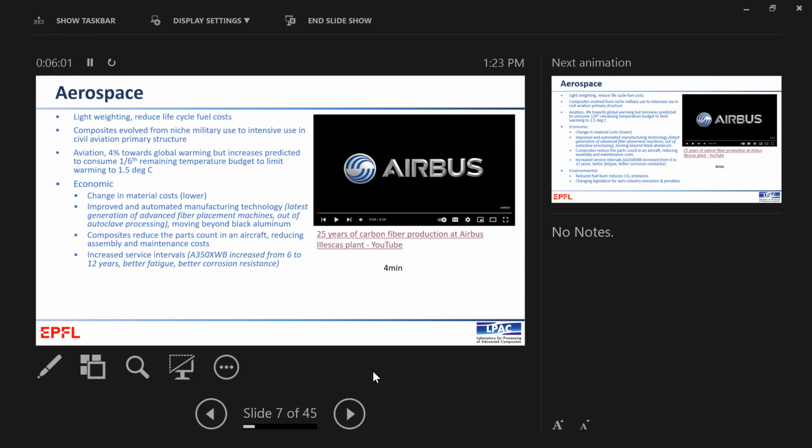And composites can reduce the part count in an aircraft, so you can make the aircraft with fewer pieces in composite than in aluminium. It also increases the service life of the aircraft, with less maintenance. And that's also important in the circular economy, to make parts last longer. So carbon composites have excellent fatigue and better corrosion resistance, and you can see from 6 to 12 years.